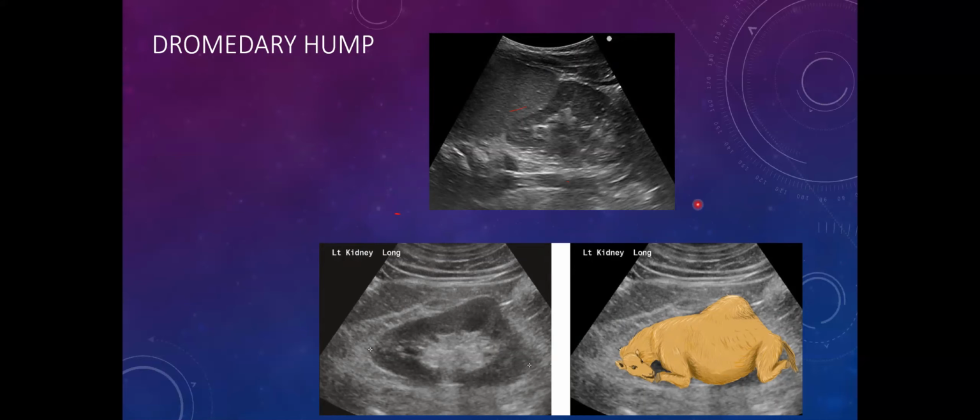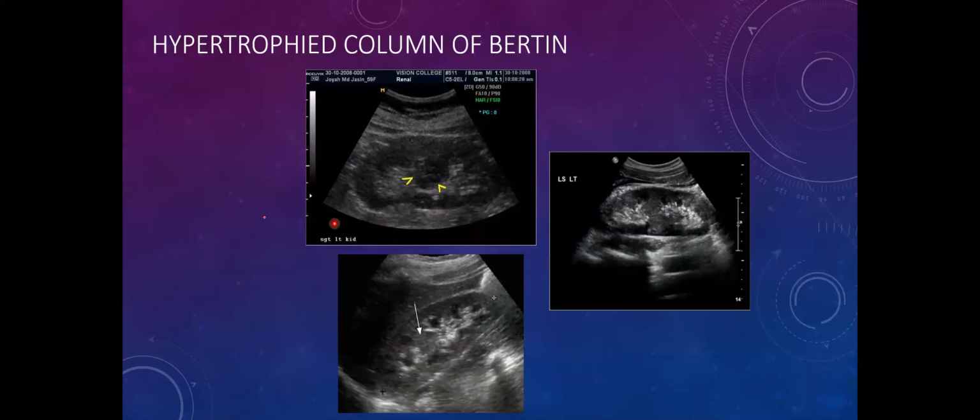Let's see if I press this button. Nope. Don't worry, by the time we go back, I'll understand how to use this.